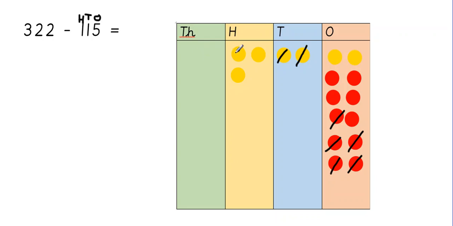Then I'm going to move to my hundreds column. So in my hundreds column, I've got 1, 2, 3. So we have a look up here. I want to take 100 away. So I'm going to cross out 1. And then I'm going to add my columns up because that's my calculation done.